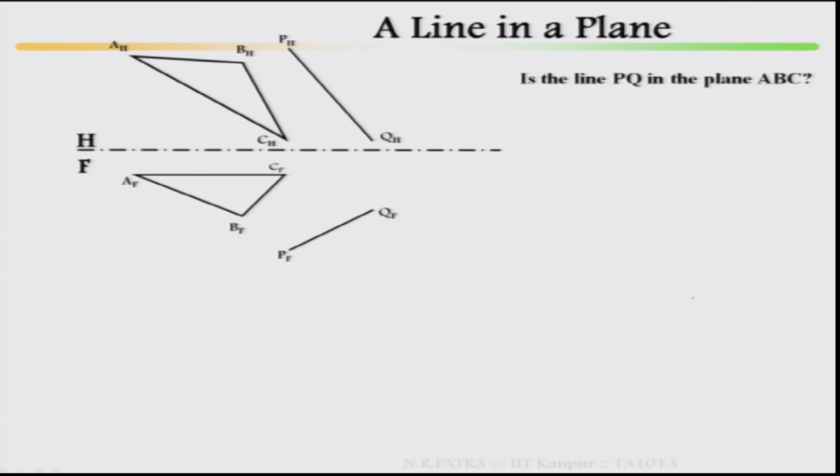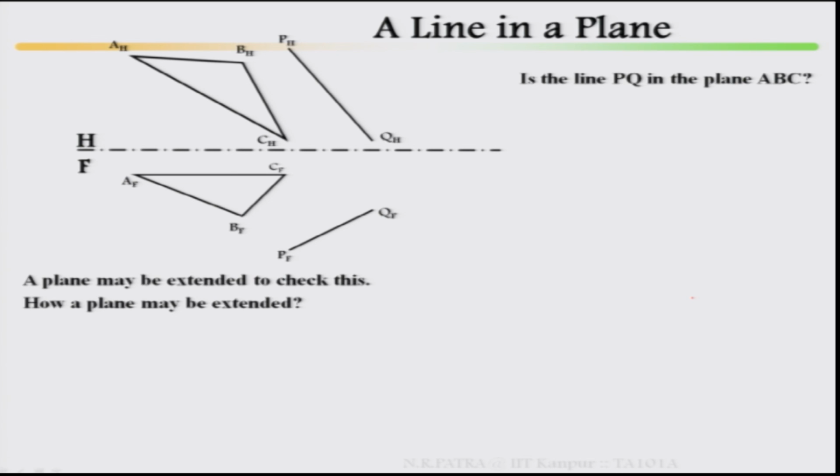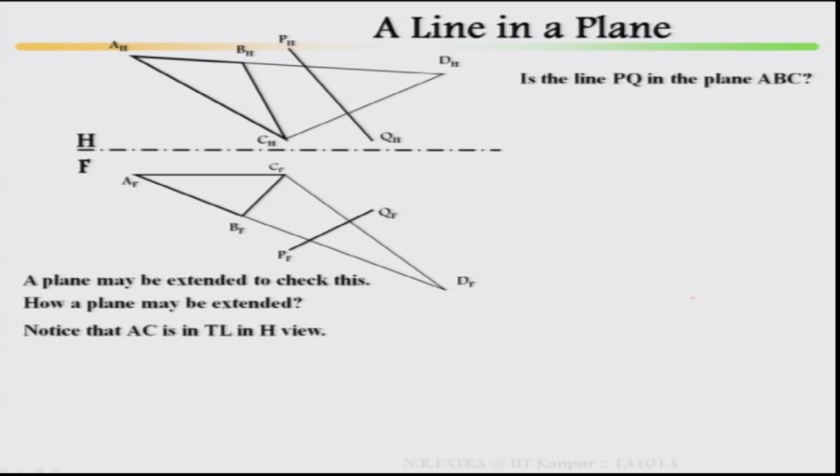Look at another example, a line in a plane. Is the line PQ in the plane ABC? We do not know, this is in space. Then what is the step? A plane may be extended to check. How may a plane be extended? Look, if any of the lines has been extended, the plane has been extended.